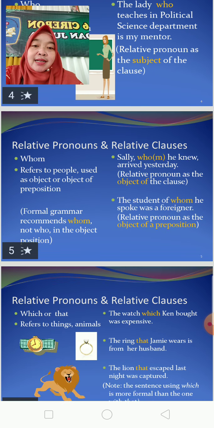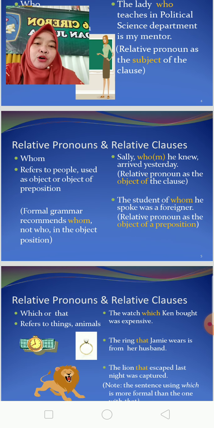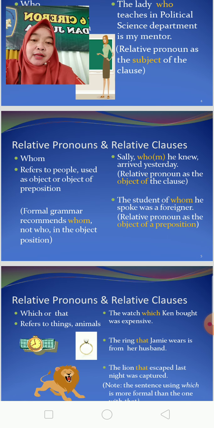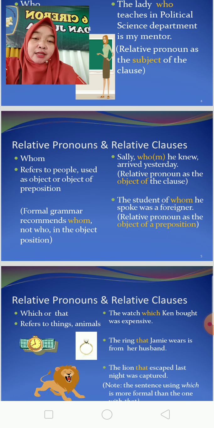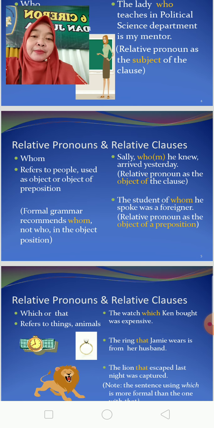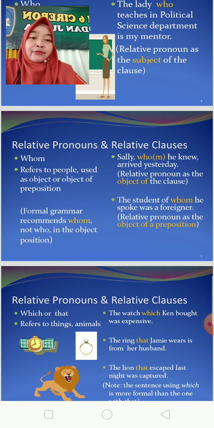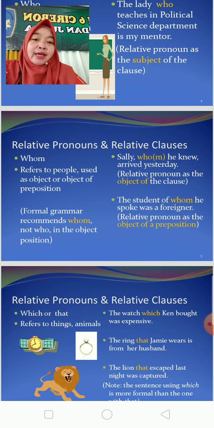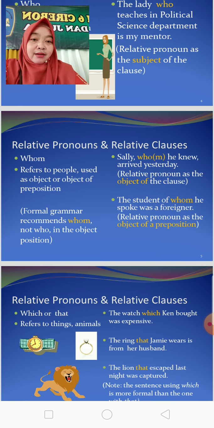The second, whom. Whom refers to people and is used as object. So, whom describes a person if the person has the function as object in the sentence. For example, Sally, whom he knew, arrived yesterday. Sally arrived yesterday. To give more information, which Sally arrived yesterday? Sally, whom he knew, arrived yesterday.